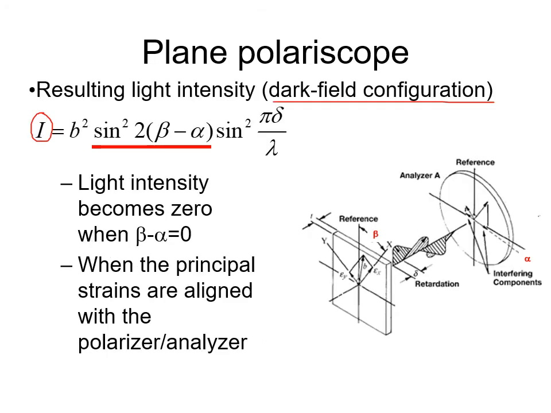So let's take a look at the resulting light intensity for our dark field configuration here. So if we have this relationship for our I over here for our light intensity, we'll take a look at this term here, our sine squared 2 times beta minus alpha. So the light intensity becomes 0 when our beta minus our alpha is equal to 0. Now this occurs when the principal strains are aligned with the polarizer and our analyzer there.